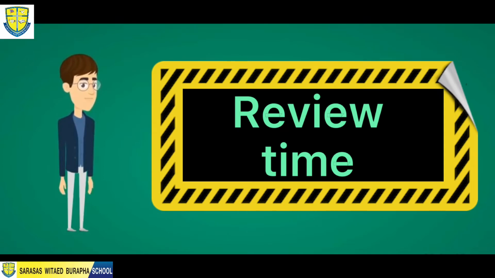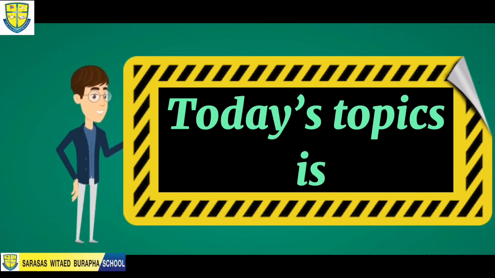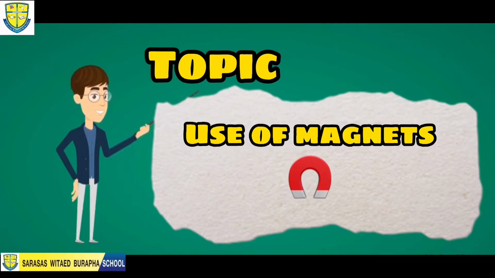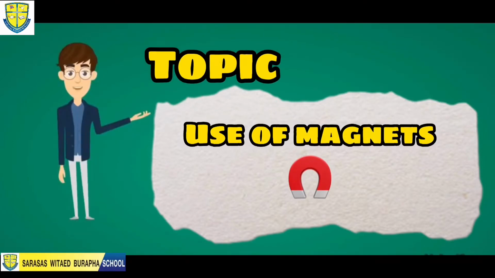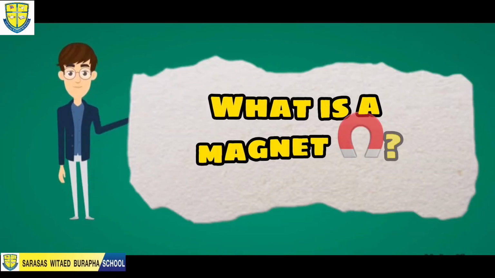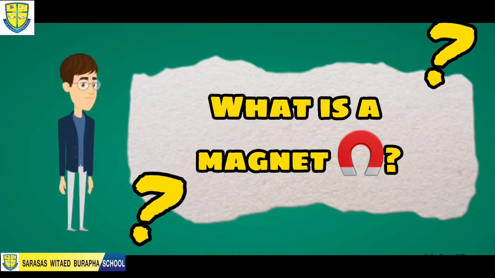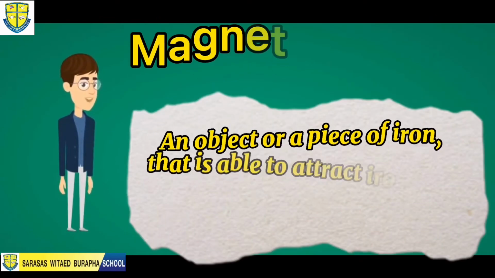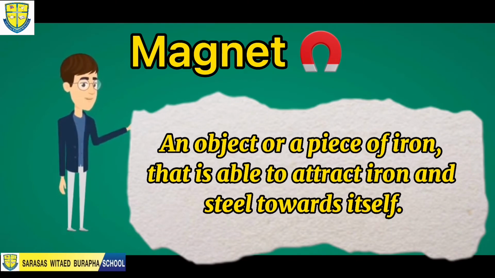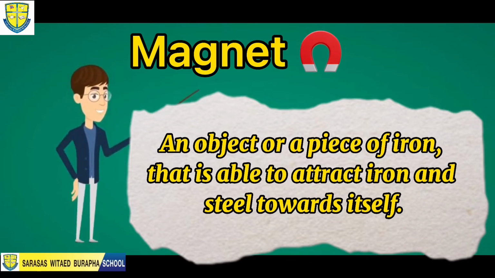So today, we're going to have a review for your PA Test 3. And our today's topic is use of magnets. Again, can we repeat one more time our topic for today? Use of magnets. Can you still remember what is a magnet? Do you have any idea? A magnet is an object or a piece of iron that is able to attract iron and steel towards itself.